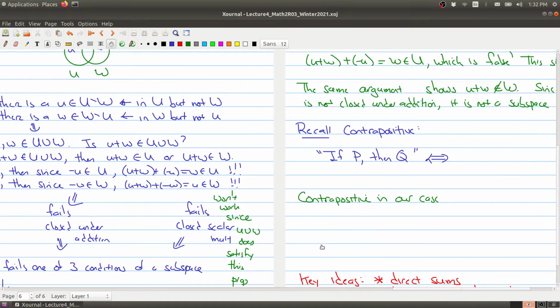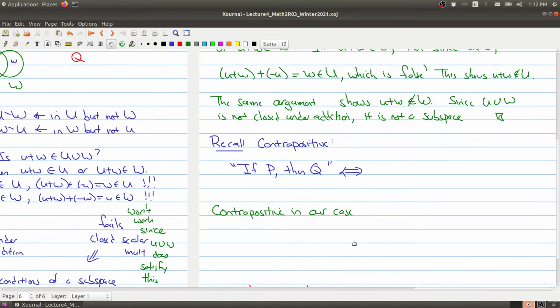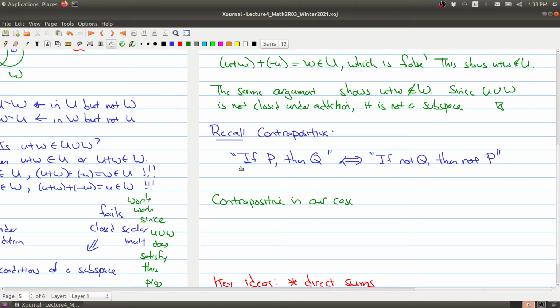Okay. There's one other way that you can sometimes prove stuff, which is using what's called the contrapositive. And if you took Math 1C, you probably saw this, that the statement if P, then Q is equivalent to if not Q, then not P. And these two statements are logically equivalent. And because they're logically equivalent, you could either prove this statement or you could prove the second statement.